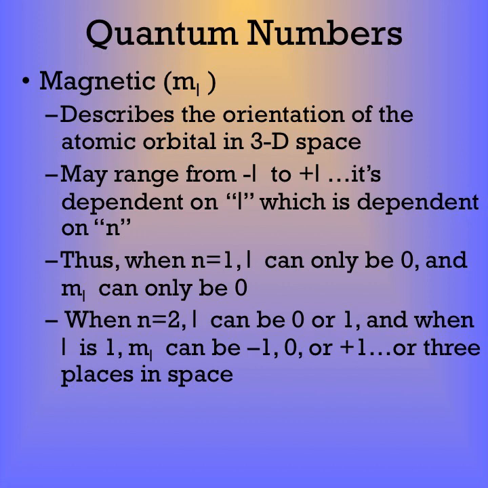When N equals 1 and L could only be 0, that meant M sub L could only be 0. But when N equals 2, L can be 0 and it can be 1. Again, we occupy 0 as a pathway first because it's lower in energy. And in that pathway, we have only one orbital that we can choose to live in, and that would be 0. But in the 1 pathway, which is higher energy than the 0 pathway, we have choices, again, there's an order to it, of having orbitals of M sub L being negative 1, 0, or positive 1. And that means that there are 3 orbitals that the electrons can live in within the space of a pathway labeled 1.